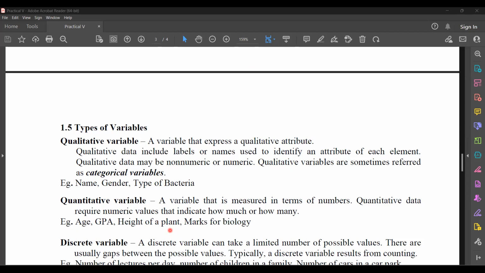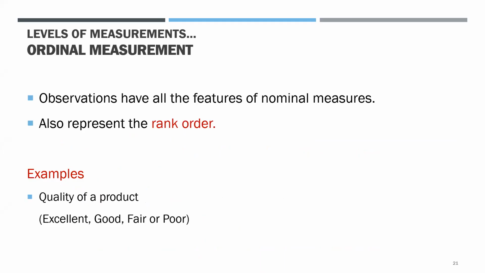For example, if you consider the educational qualification, here you can see, sorry. Now I think you can see the PowerPoint presentation. Okay. So thank you very much for that.